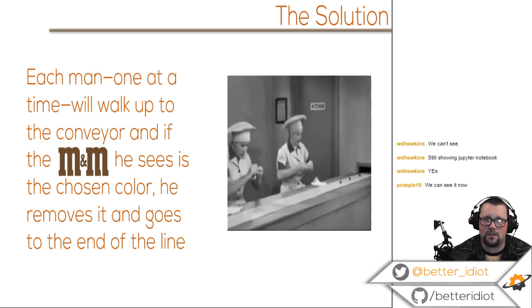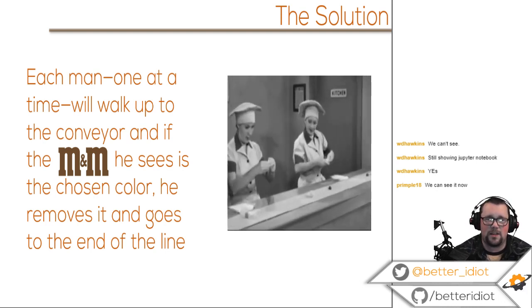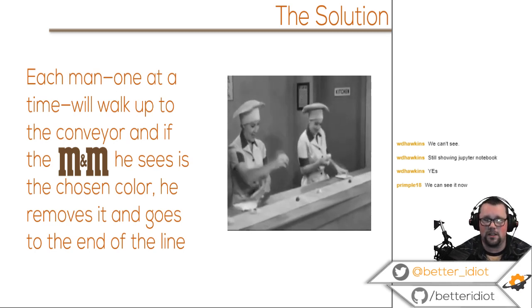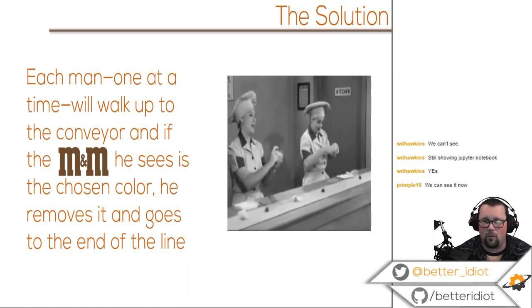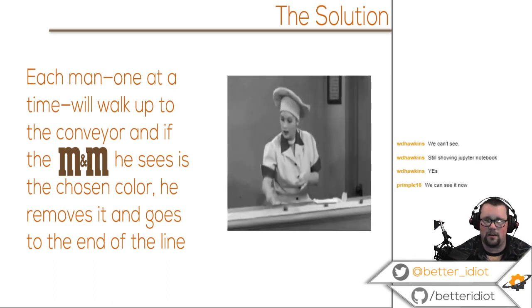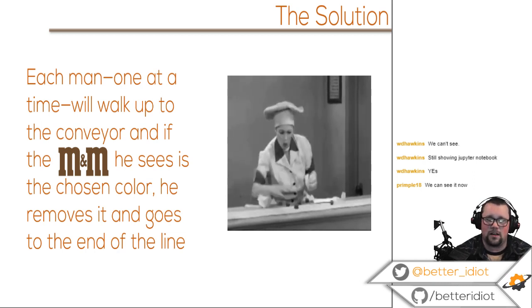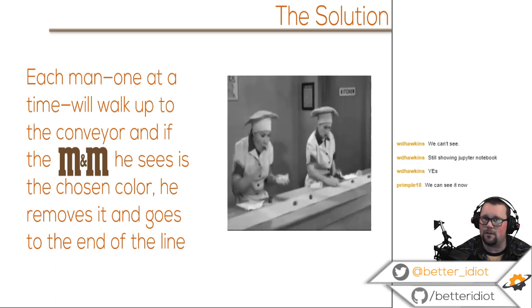Each man walks up to the conveyor belt one at a time. And if the M&M he sees is the chosen color, he removes it. Otherwise, he just leaves it on the conveyor belt. And then he goes to the end of the line. No matter what, if he takes it, he goes to the end of the line. If he leaves it, he still goes to the end of the line. The idea is it's an uncertain order or sequence of people walking up to the conveyor belt.